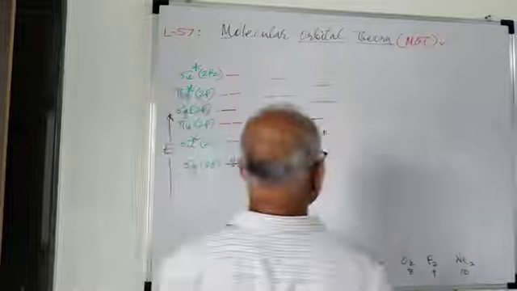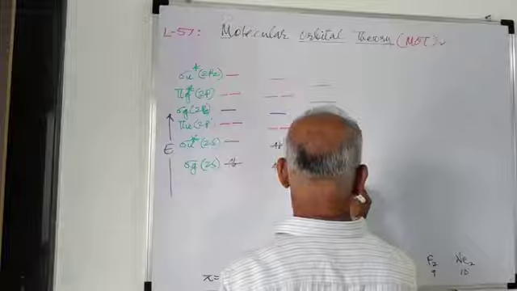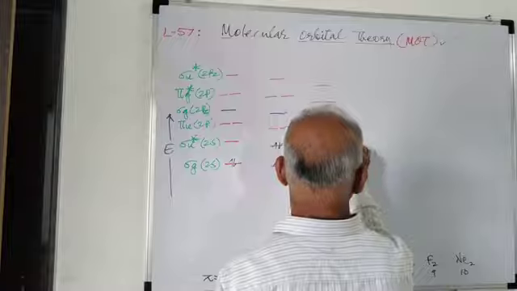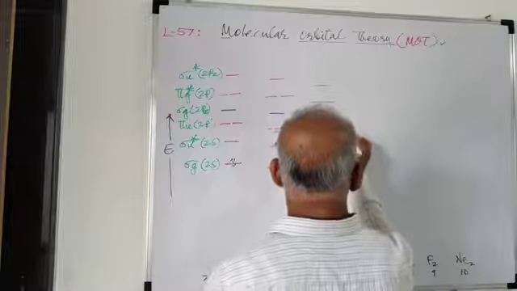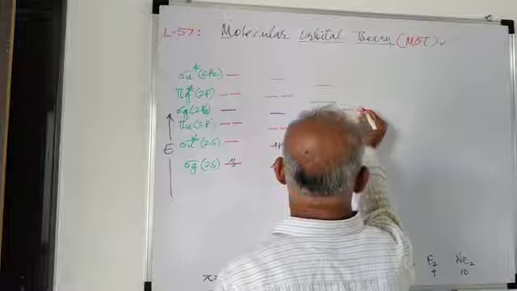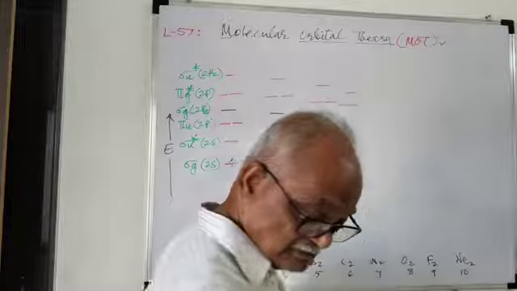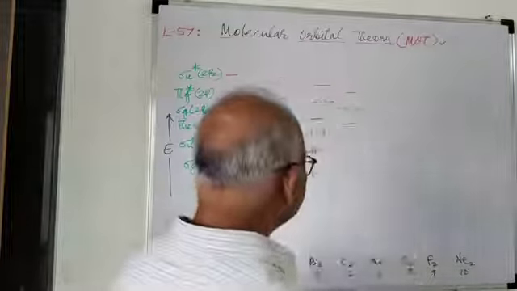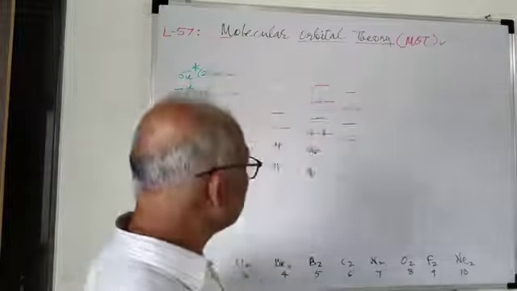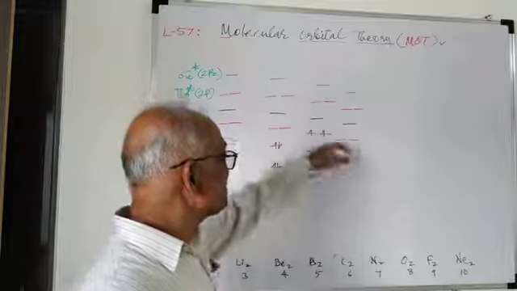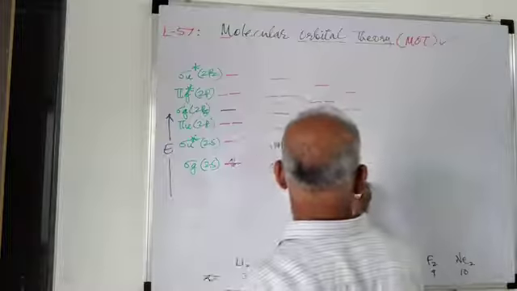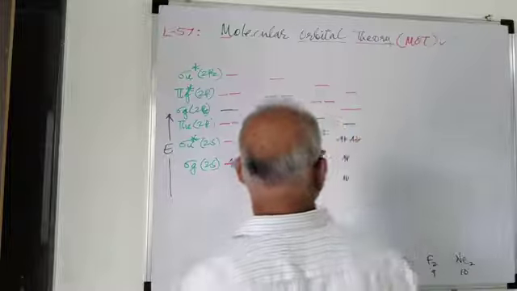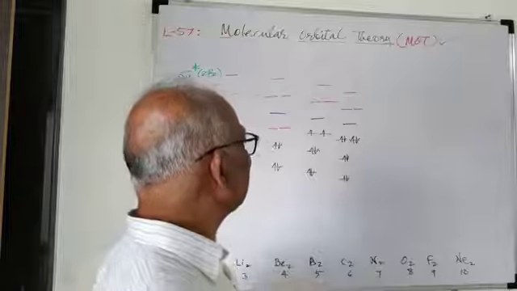Now, the carbon will show the same behavior like this. So we have here C2, again we will have these two and these two, like this. Now again there are two more electrons to be distributed here in these molecular orbitals. So the electronic configuration will be like this.